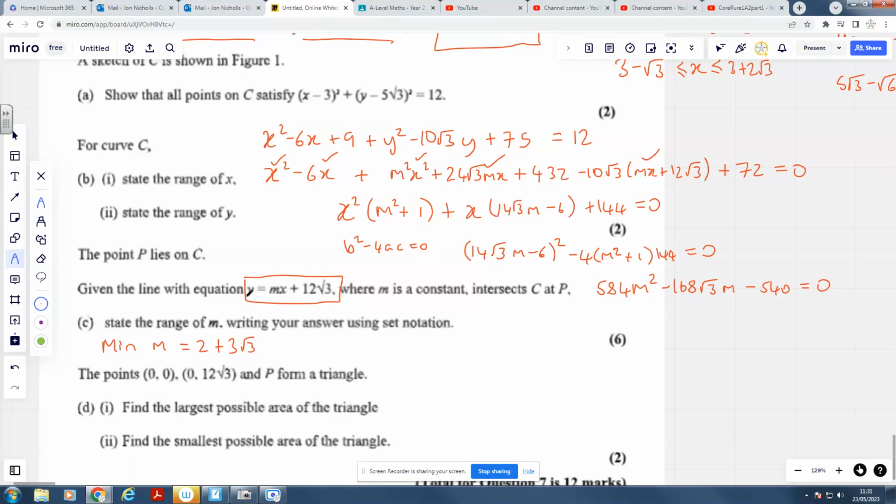Okay, did it not give you a nice answer? Okay, I was expecting a nice answer there. Let me just check. 584 minus 168 root 3. I think this is right. Why did I put in 2 decimal places? Delete. Okay, yeah. I think I've made a mistake here.